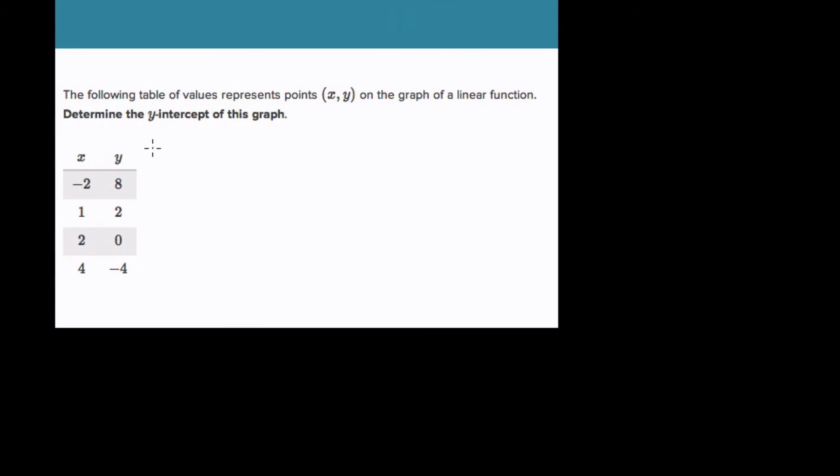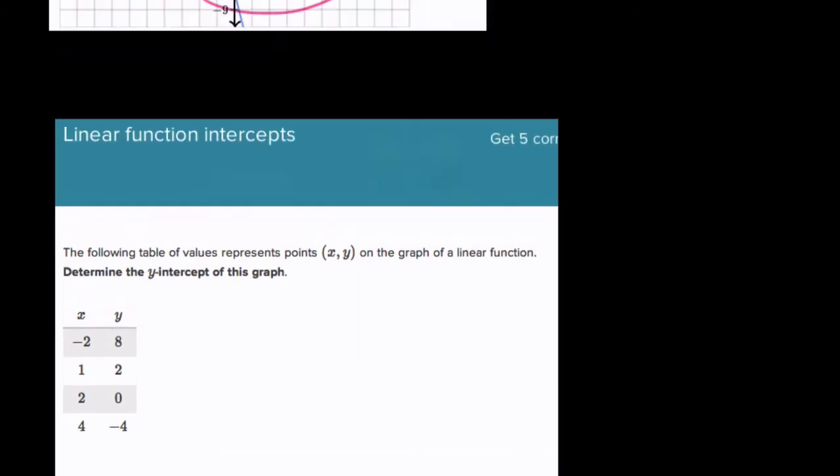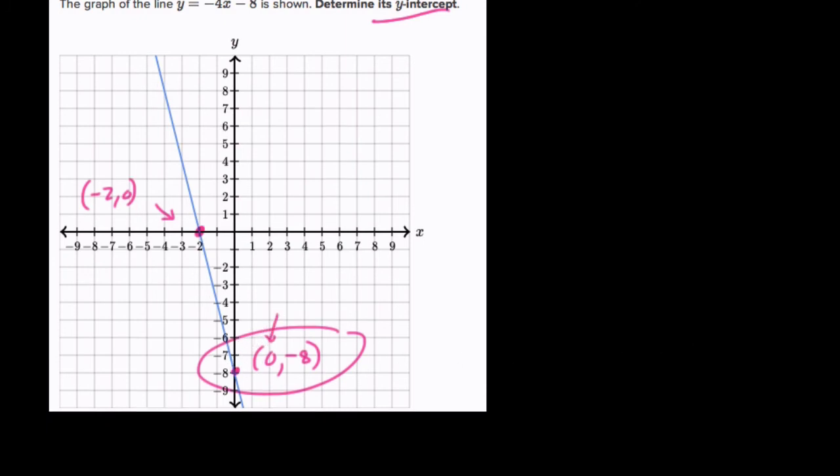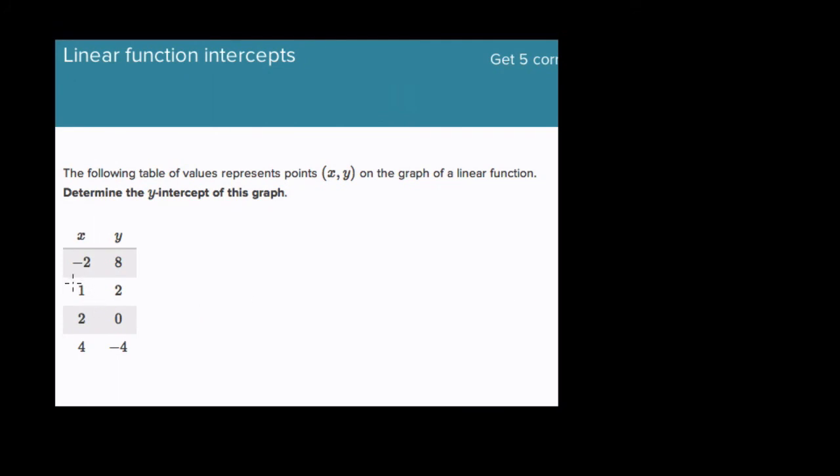Okay, here they ask for the y-intercept again, but in a table. So the y-intercept, if you look back at this graph right here, is this point. It's when the x value is 0. Here, they don't give us x equals 0, but we can find it.